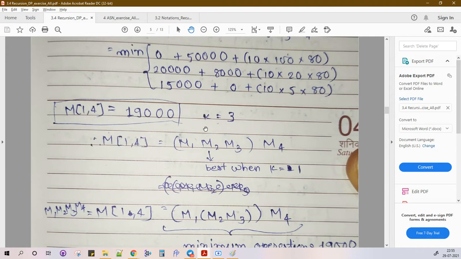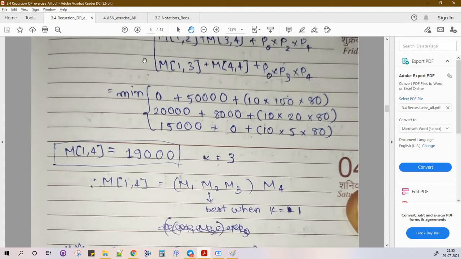So how can we now know what the answer is? Let's trace everything back. How do we get this 19,000? For k equal to 3.